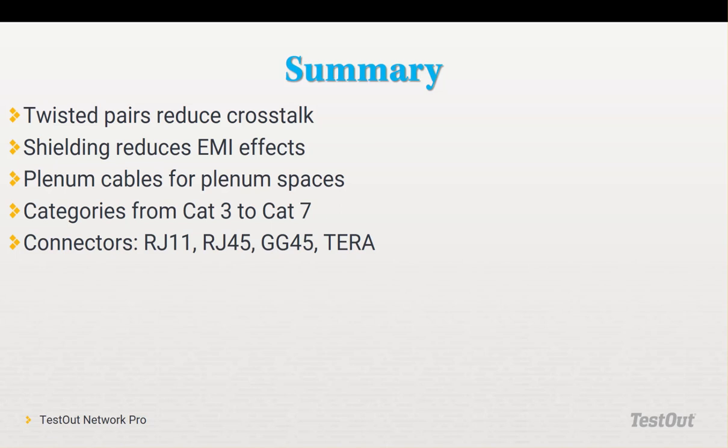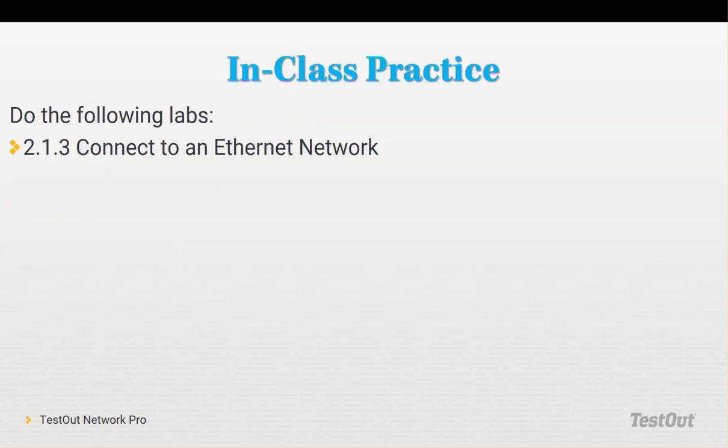Shielding reduces EMI. Plenum cables are for plenum spaces. Categories 3 to 7, basically 5, 6, and 7. Cat3 is really out because it does not offer enough speed. And RJ11, RJ45, and the GG45 and the ARJ45. The most common is going to be the RJ45.